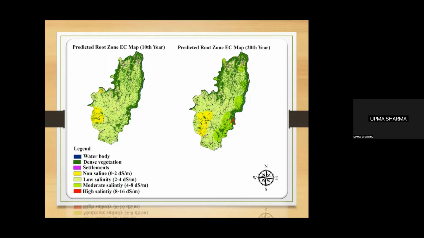So you can see here, some area in the 20th year is found to be in the range of moderate salinity, and a very small area, you can see the patch which is lying near the river, is under high salinity. Of course, this low saline area is changed to the moderately saline section.